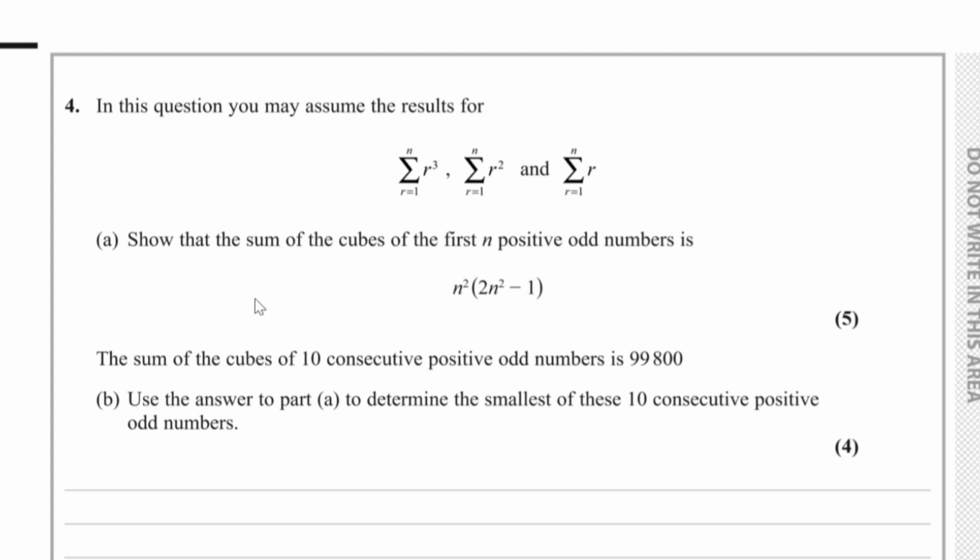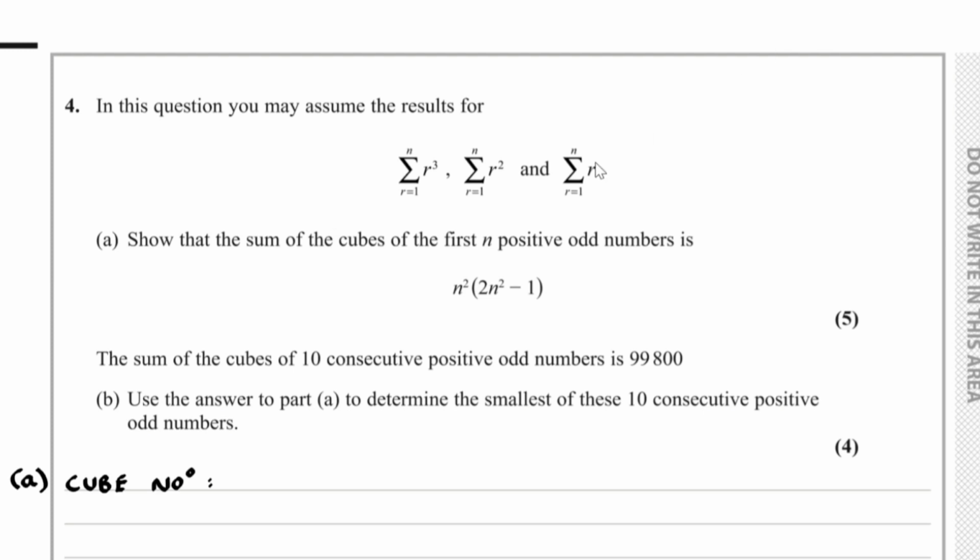Question number 4. In this question, you may assume the results for the sum of r cubed from r equals 1 to r equals n, the sum of r squared from r equals 1 to r equals n, and the sum of r from r equals 1 to r equals n. Now, for part A, we have to show that the sum of the cubes of the first n positive odd numbers is n squared lots of 2n squared minus 1.